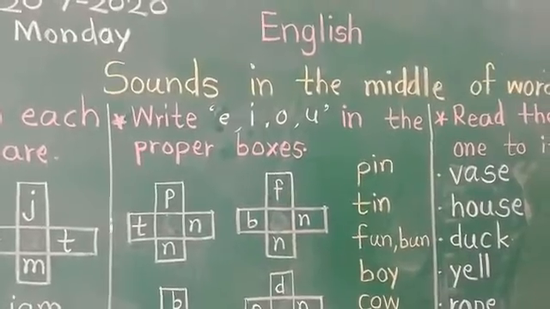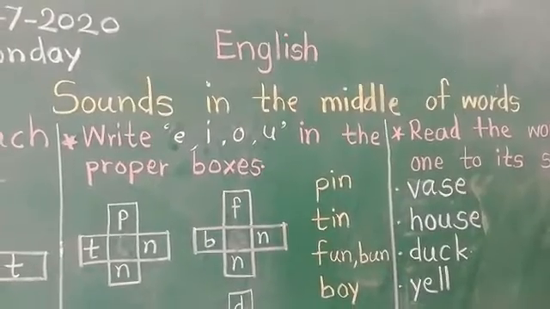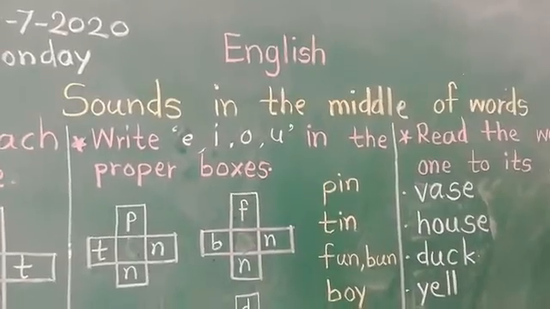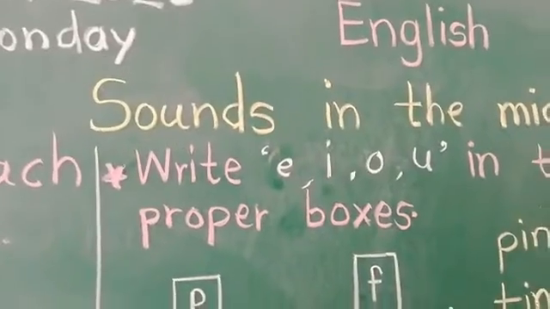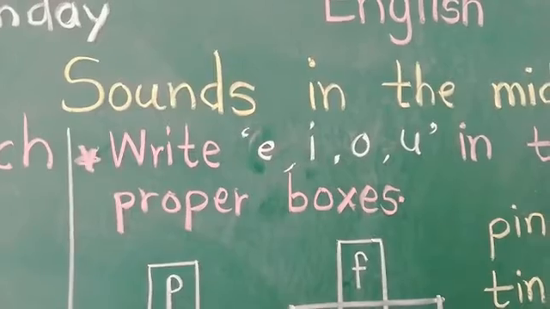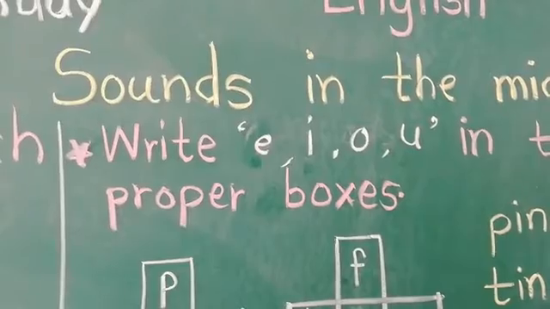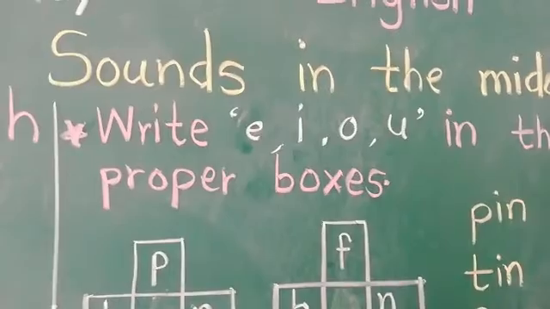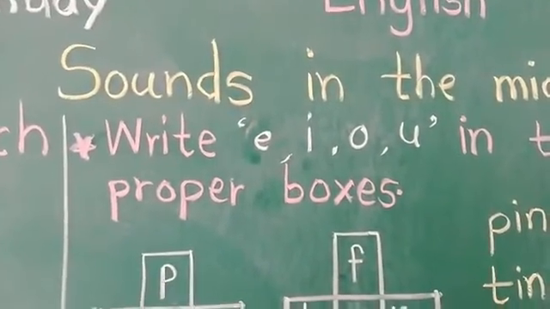In today's lesson, we will see the topic sounds in the middle of words. What we have to learn? Sounds in the middle of word. See here, the important part is sound, आवाज. In the English language, A to Z letters are there, and these letters have a specific sound. Suppose the A sound is "a". What is the sound for A? A. So we have to focus on these sounds today.